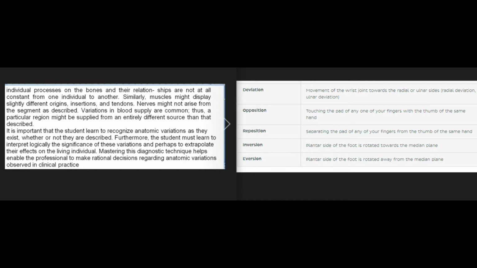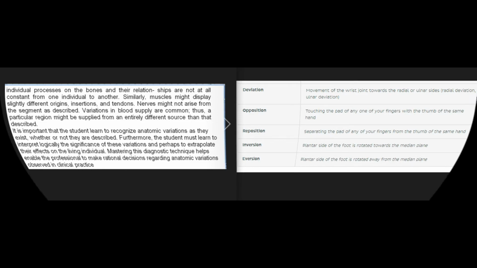It is important that the student learn to recognize anatomic variations as they exist, whether or not they are described. Furthermore, the student must learn to interpret logically the significance of these variations and perhaps to extrapolate their effects on the living individual. Mastering this diagnostic technique helps enable the professional to make rational decisions regarding anatomic variations observed in clinical practice.